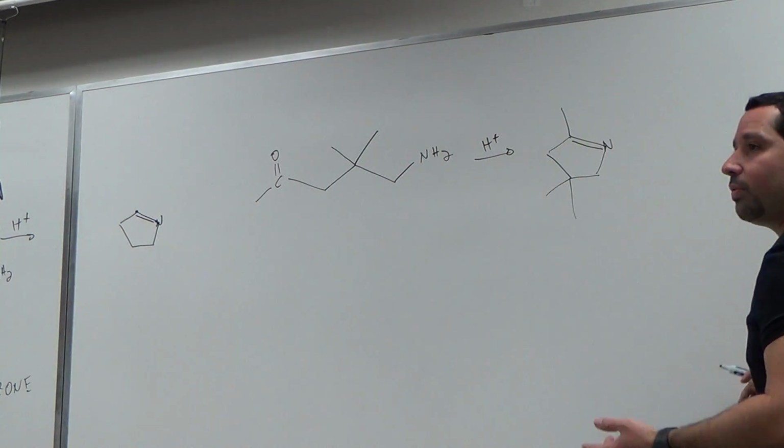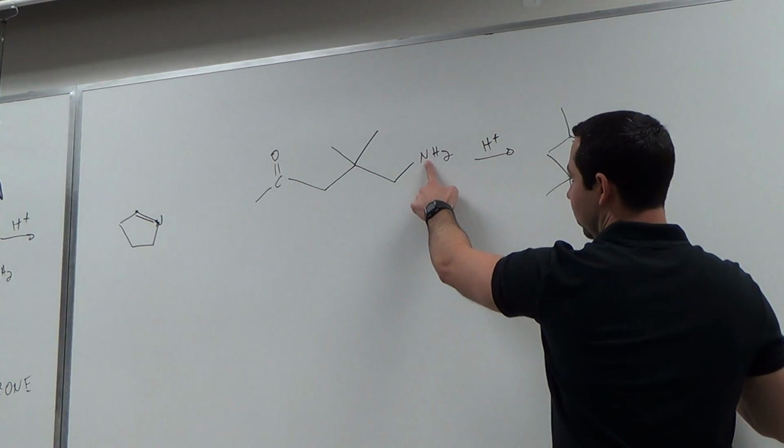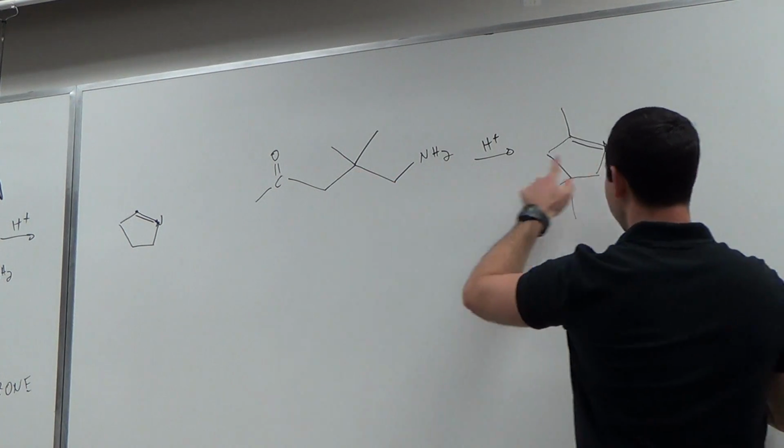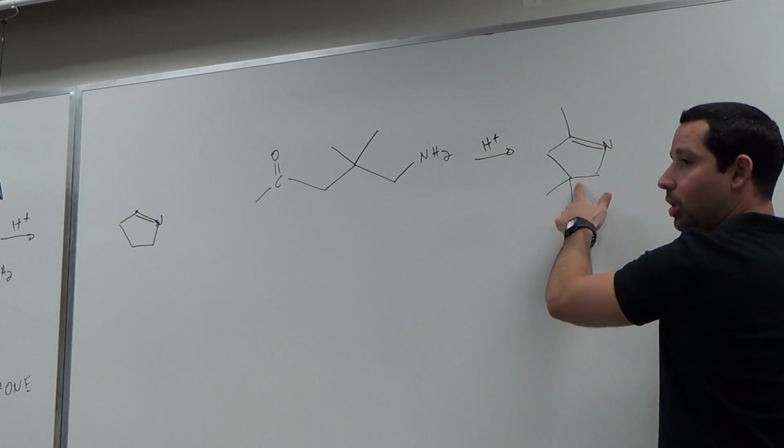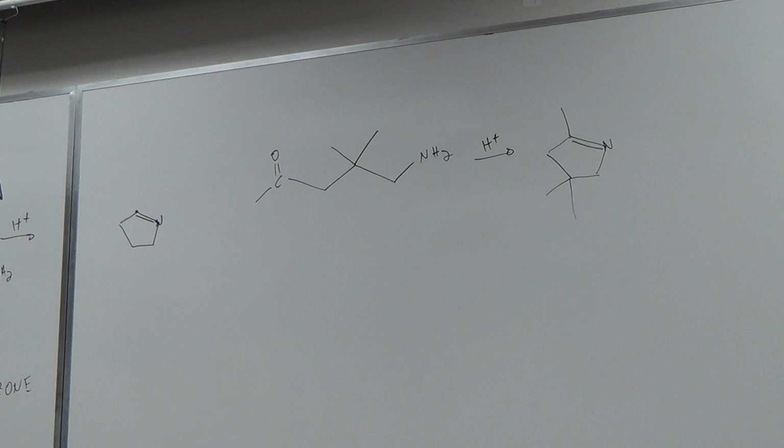How many bonds away from the nitrogen? 2. Okay, 1 and 2 bonds, okay? I see why. Because the first one didn't have a methyl group. The first one is from over there.